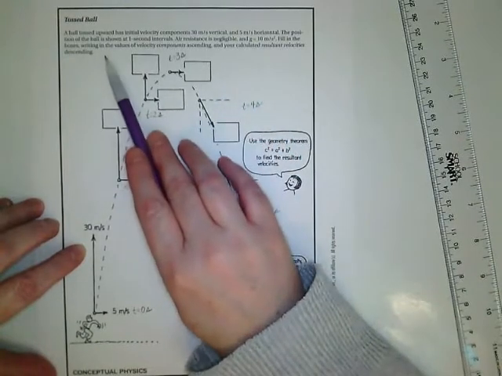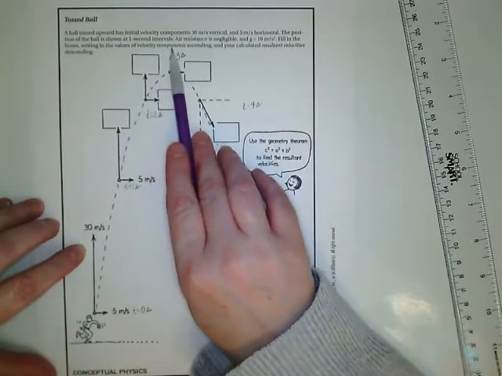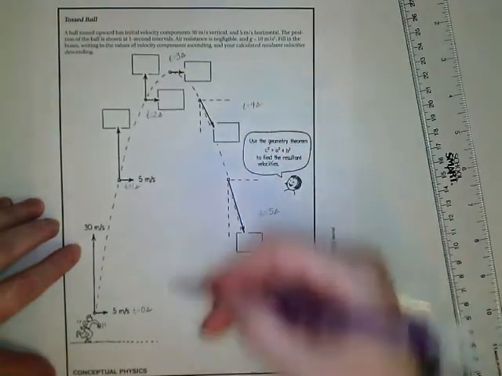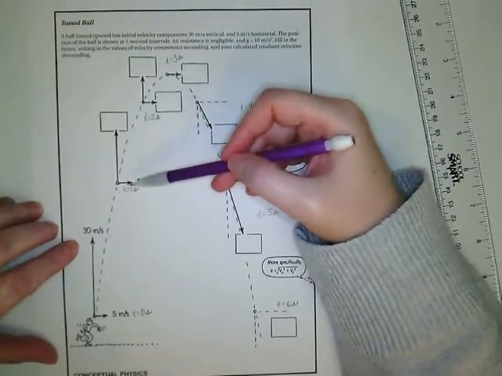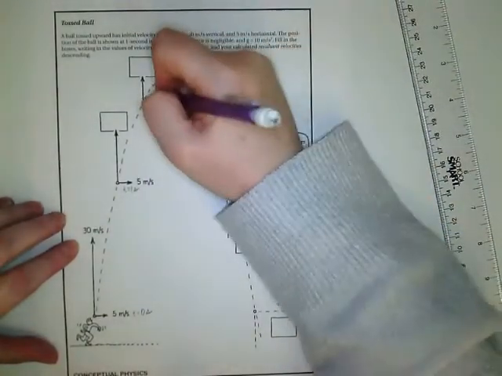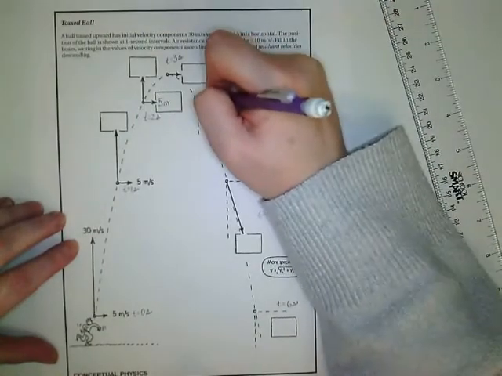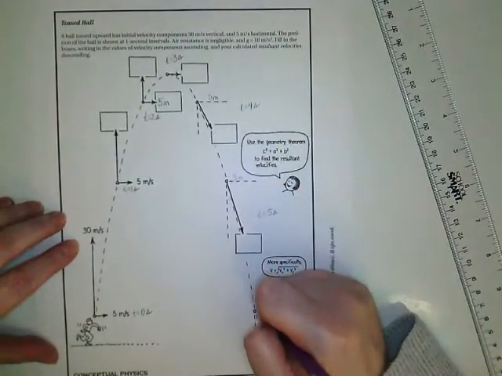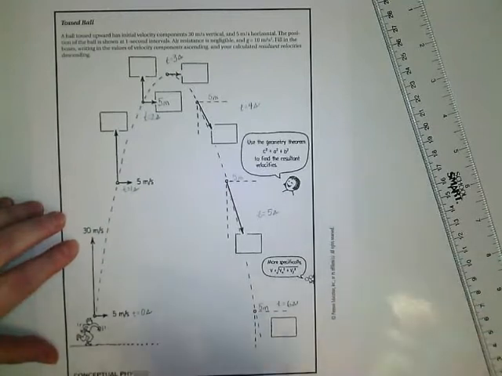Fill in the boxes, writing in the values of the velocity components ascending and your calculated resultant velocities descending. So, notice here, the horizontal portion of this doesn't change anywhere. That's going to be 5 meters per second, this is going to be 5 meters per second, and this is going to be 5 meters per second. The horizontal component doesn't change, it stays constant.